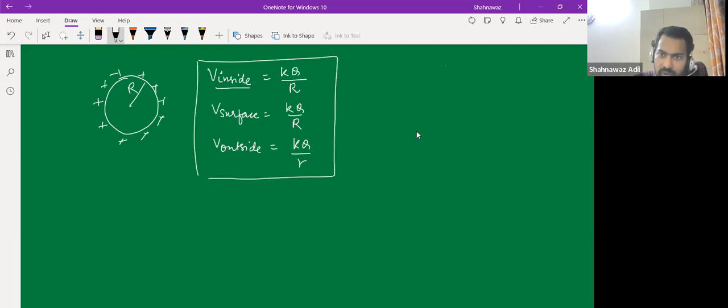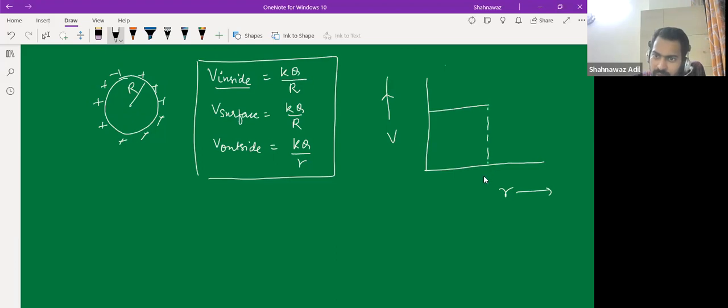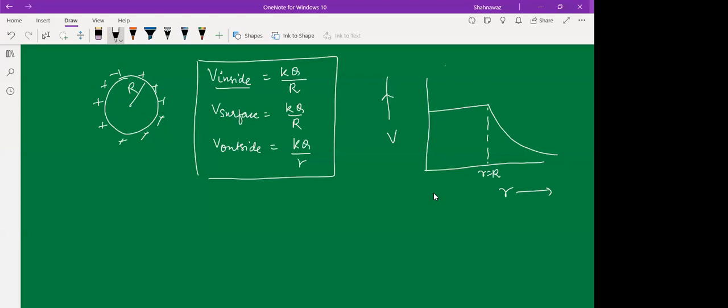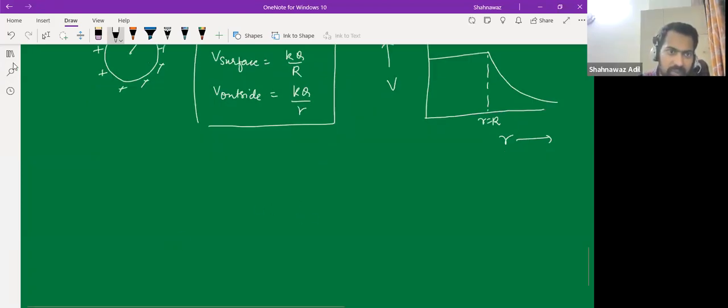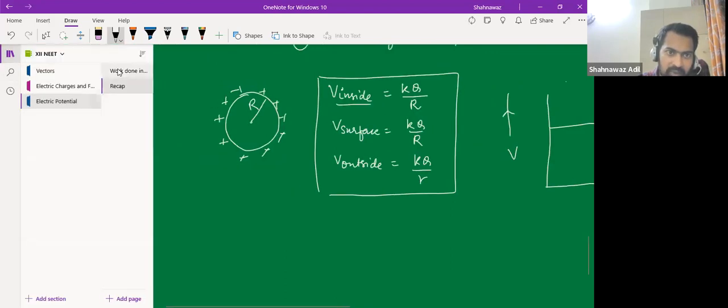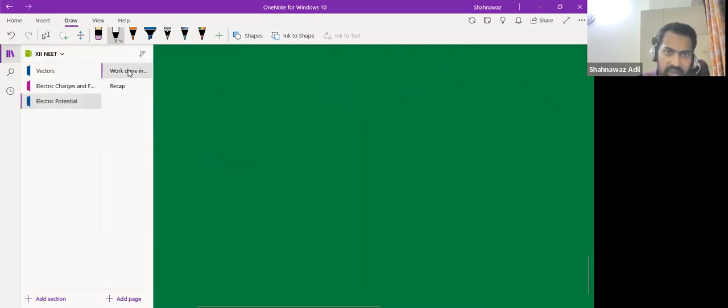And then we also drew the variation of the potential. So let's say this is R and this is potential. So the variation was constant up to radius R and then it decreased. So this was the variation, right? Yes, sir. Okay, up to this point we did. Now we were doing one problem. I gave one homework and then we were doing this problem.